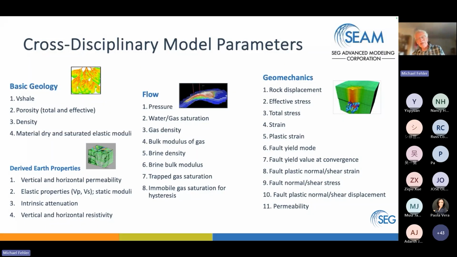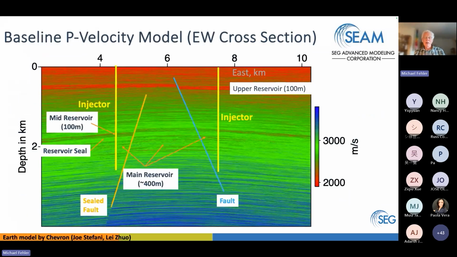This is an east-west cross-section of the model. The model's in a normal faulting regime. There are 2 faults in this model. We're looking east-west. These faults both strike north-south. They're normal faults. One of them is sealed. The one on the left is sealed. The one on the right actually is open to flow in one scenario, to flow across the fault. In another scenario, it's open to flow not only across the fault, but up the fault into the shallower reservoirs.